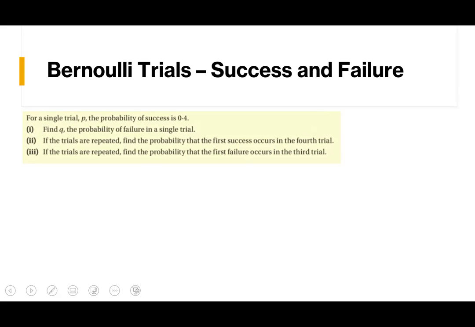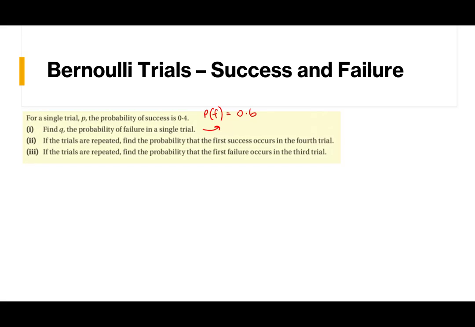Okay, so let's take an example. For a single trial, the probability of success is 0.4. Therefore the probability of failure, I'm just going to call it PF, has to be the opposite. It has to be 0.6. Okay, so that's the first question answered.